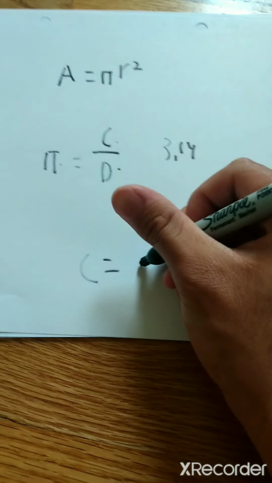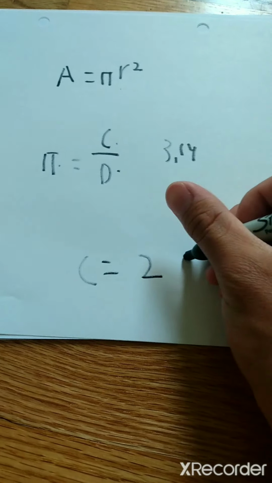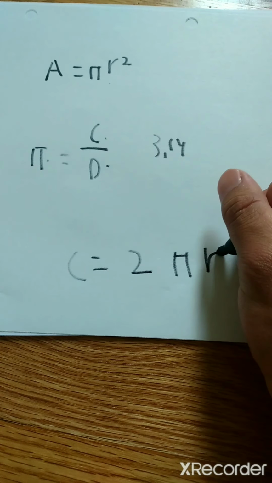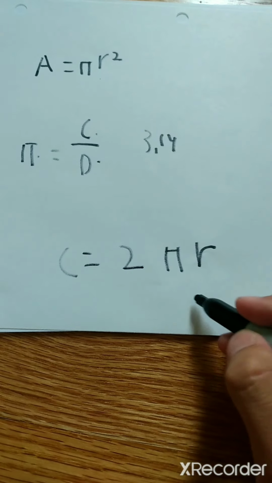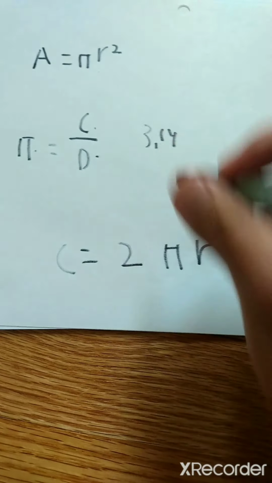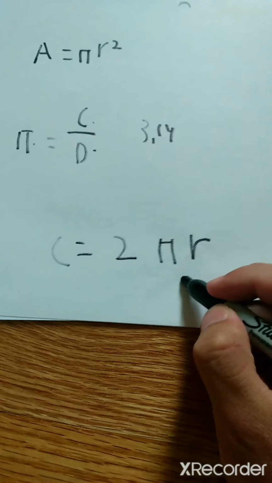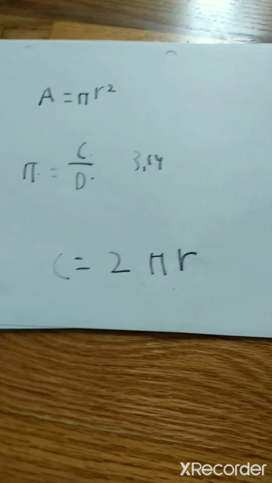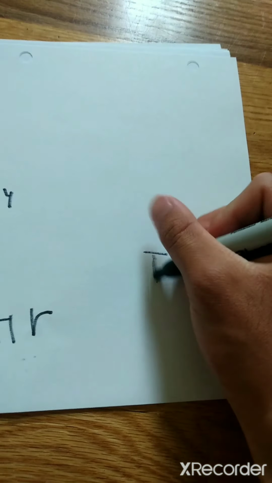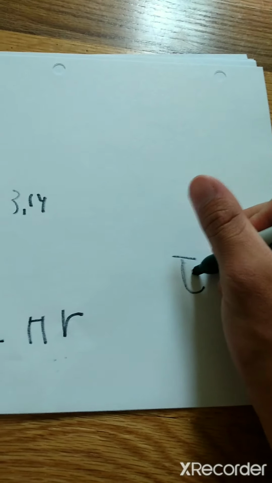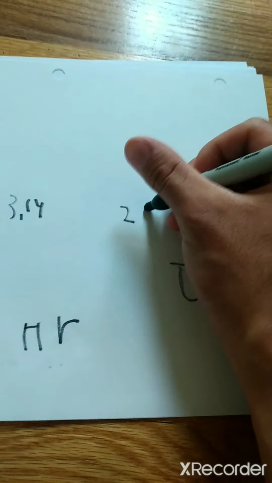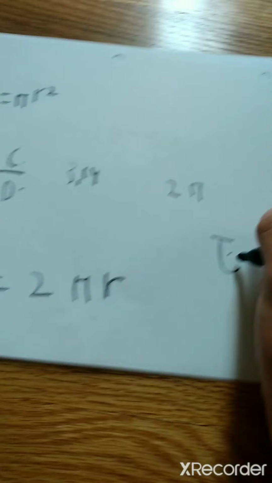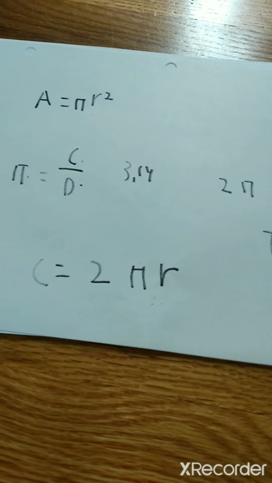So the circumference formula is 2 pi r. With 2 pi r, that means we multiply 2 times pi, then we multiply by the radius. But that is when tau wants to budge in and come along. Tau is actually the same thing as 2 times pi, and it wants to change this formula.